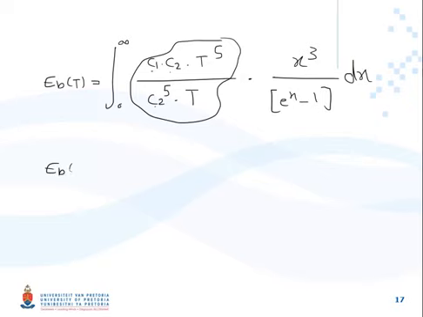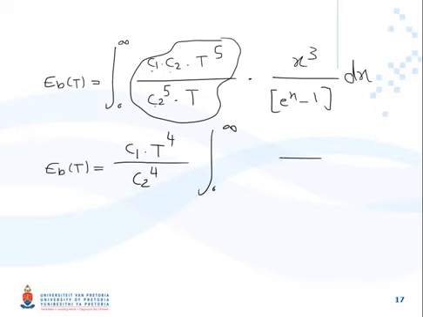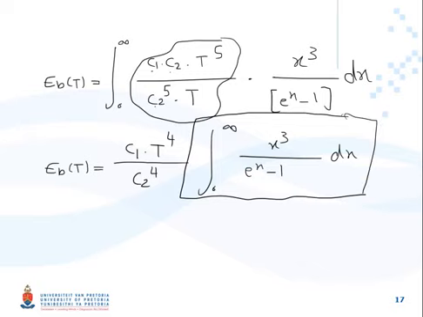So E_b(T) is equal to C1 T^4 over C2 to the power of 4 times the integral from 0 to infinity of x^3 over e^x minus 1 dx. Okay, this is a standard integral, 0 to infinity x^3 divided by e to the power of x minus 1, and it's equal to pi^4 divided by 15. So we have this one.